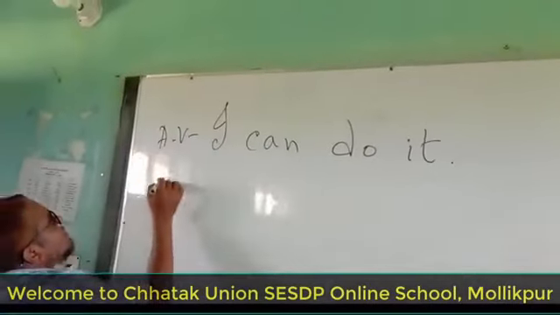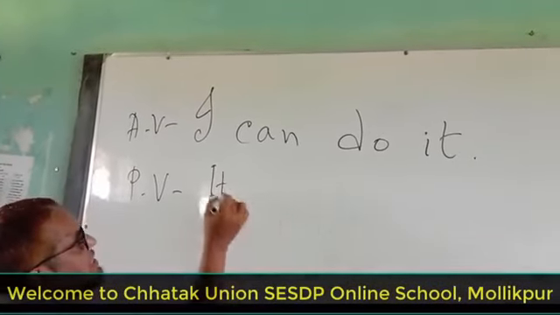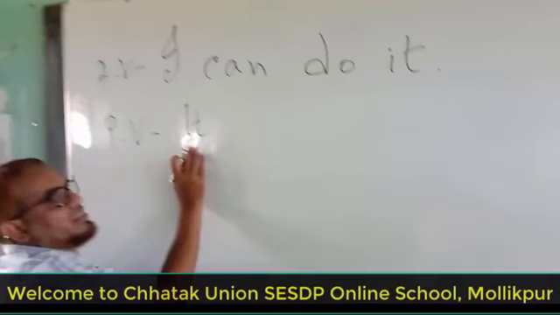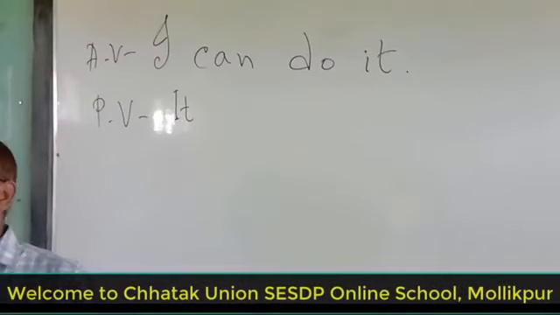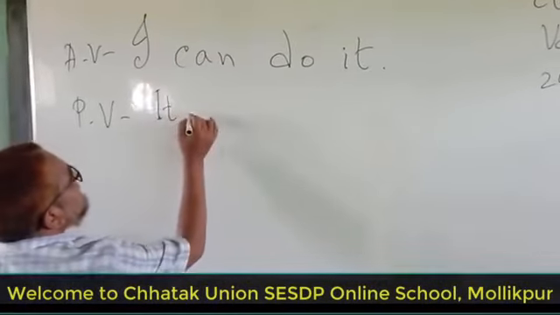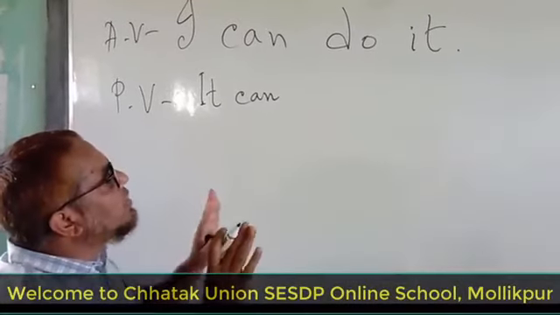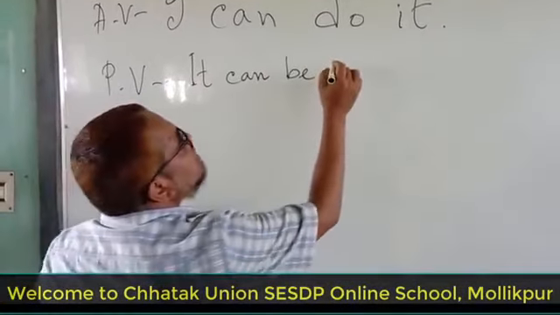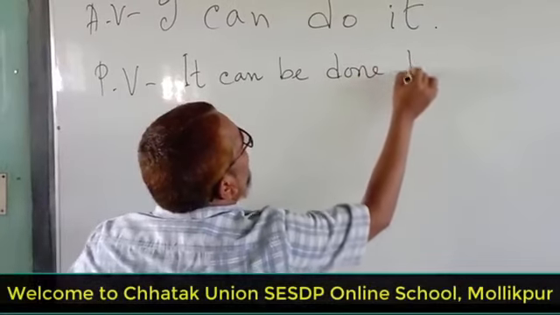This is active voice. We are writing passive voice. It will come first as it is object. So it will be subject in passive voice. It. And when there is any modal verb, we should not put any other auxiliary verb. Modal verb is one kind of auxiliary verb, so it will be put here. It can. And then after can or could, any modal verb, we should put be. It can be. Then the past participle of the principal verb do. It can be done by.